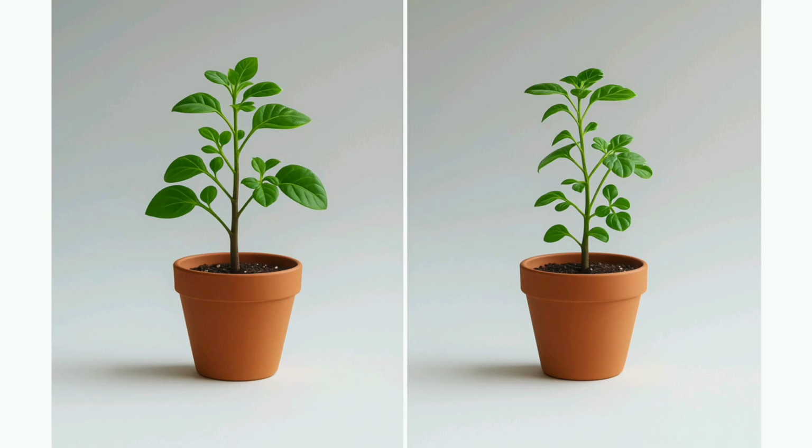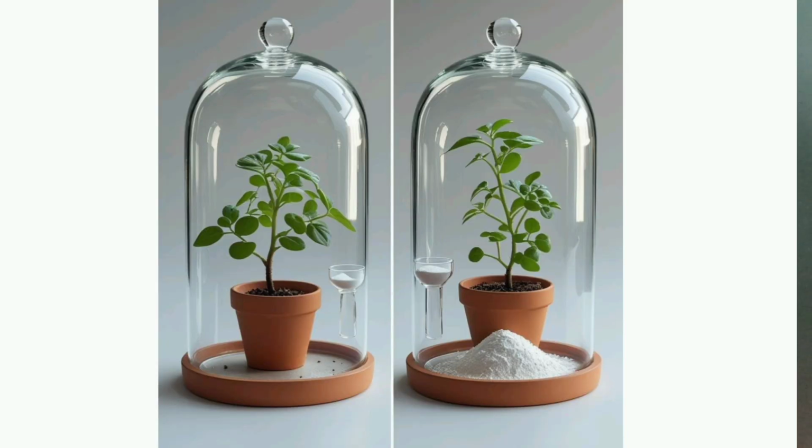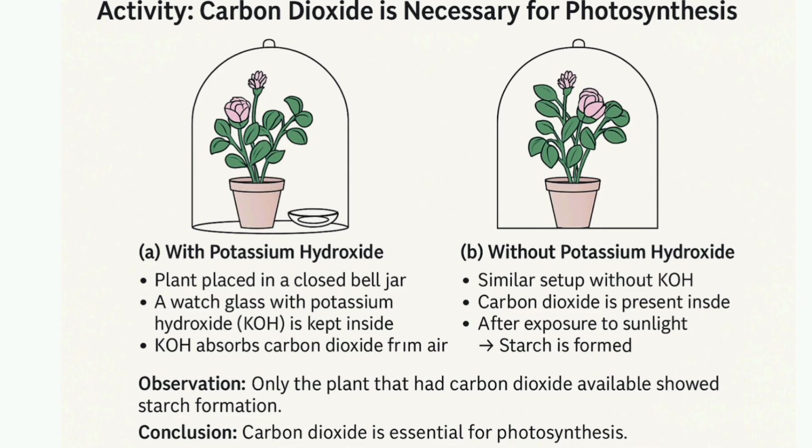Take two healthy potted plants and keep them in a dark room for 3 days. And now place each plant on separate glass plates, and near one of the plants place a watch glass containing potassium hydroxide. Potassium hydroxide is a substance which is used to absorb carbon dioxide. Then cover both plants with separate bell jars and use Vaseline to seal the bottom of the jars to the glass plate so that the setup is airtight, and then keep the plants in sunlight for about 2 hours.